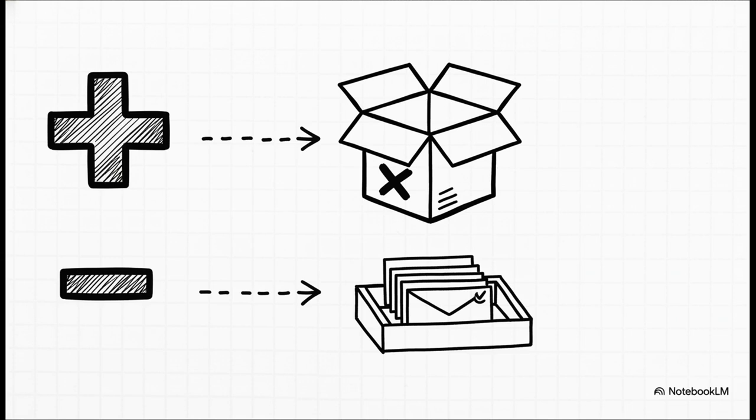If the result of that math is a positive number, a +1, our model predicts it's spam, and it tosses it straight into the junk folder. But if the result is a negative number, a -1, it predicts it's not spam, and it drops it safely right into your primary inbox.